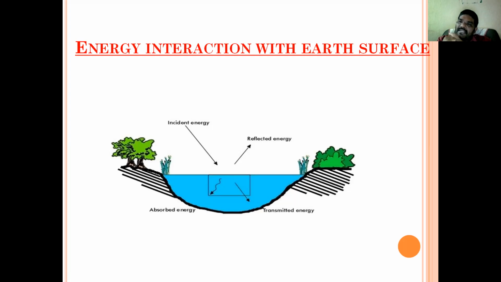The transmitted energy may not be possible for objects like earth, because the energy may not transmit from earth to other areas. We can simply say, as the earth is opaque in nature, the energy may not transmit through the earth surface. The topic is energy interaction with earth surface.